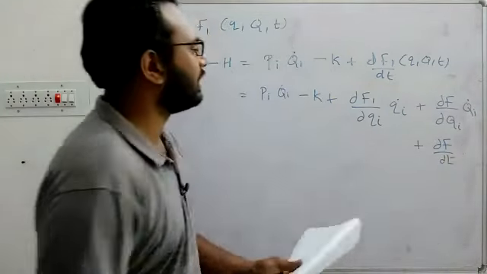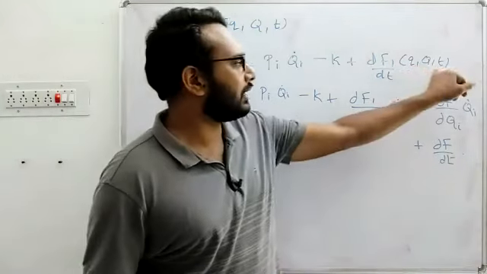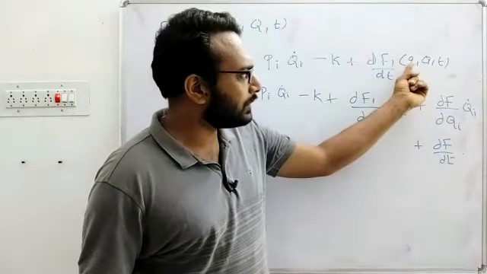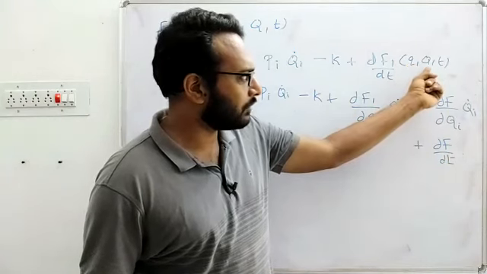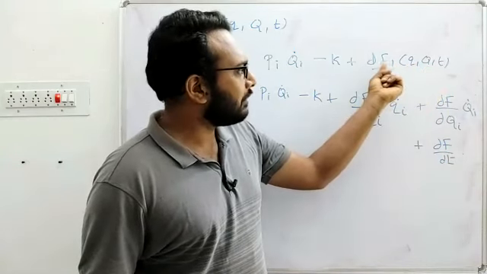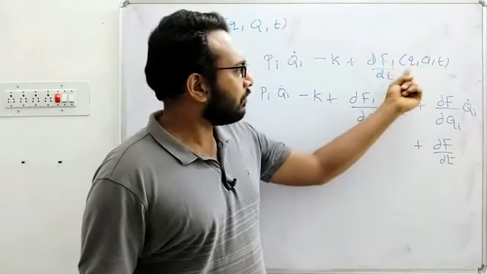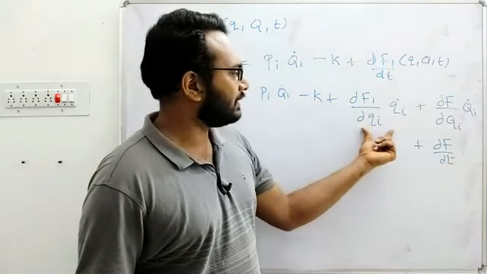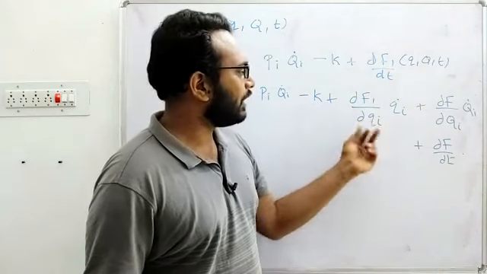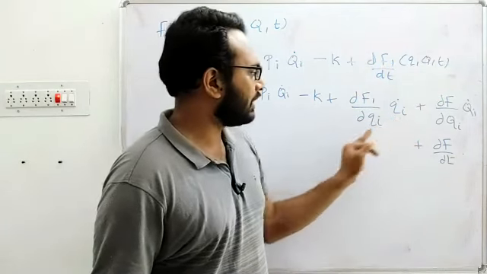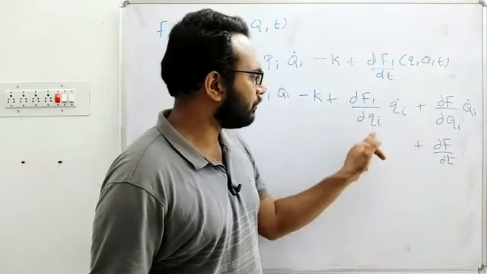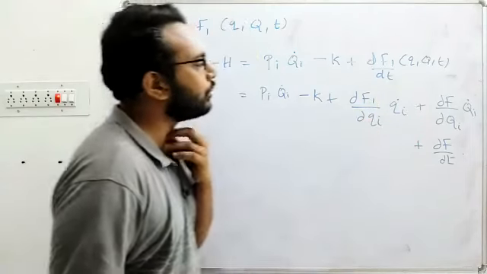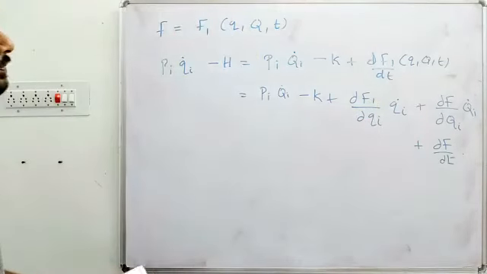Okay, so what I've done here is that I'm expanding this total derivative. We know that small q is a function of t and capital Q is a function of t. So the total time derivative involves, when q changes with time, how much does function F1 change? That's this one: you take the derivative of F with q and multiply it with q dot. That's how you do it.